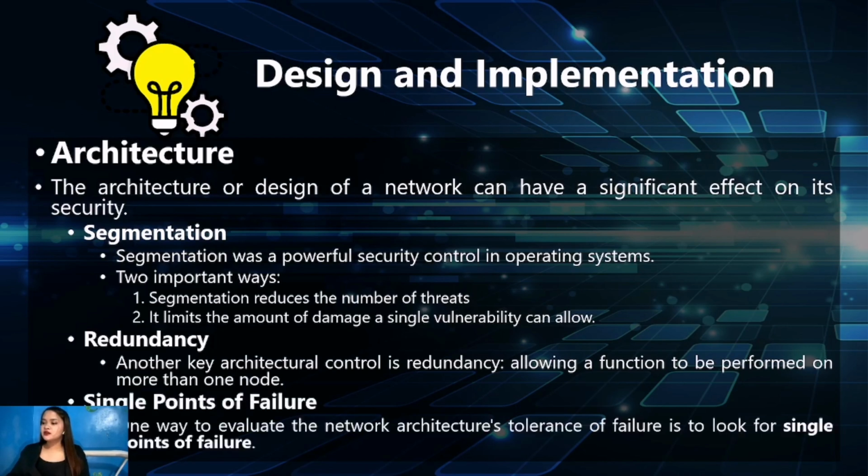Last is the single points of failure. One way to evaluate the network's architecture tolerance of failure is to look for single points of failure. That is, we should ask if there is a single point in the network that, if it were to fail, could deny access to all or significant part of the network.